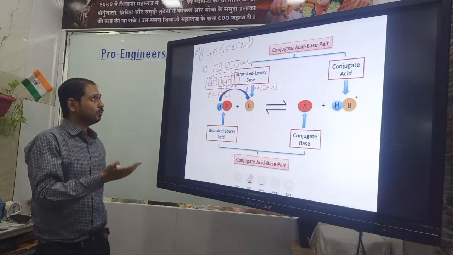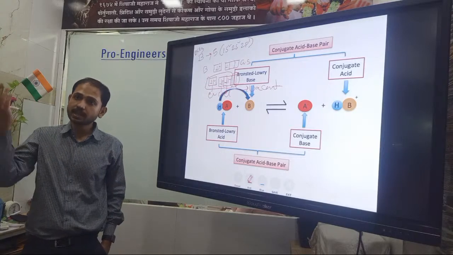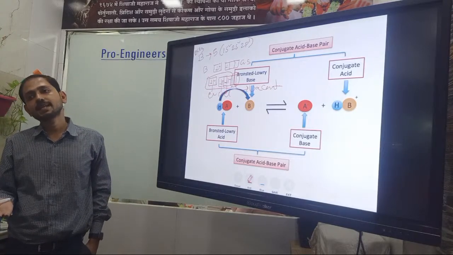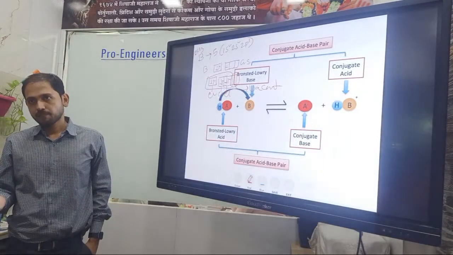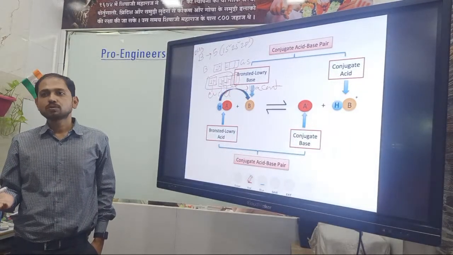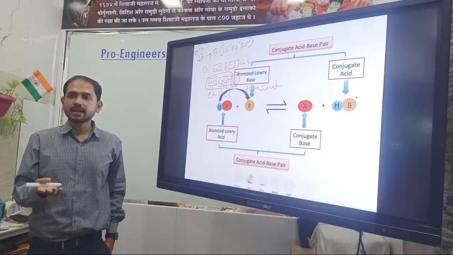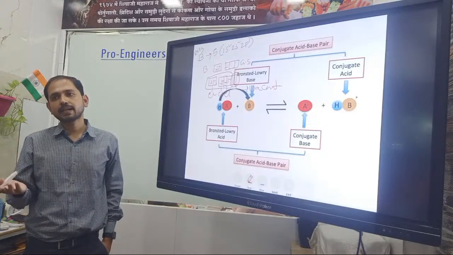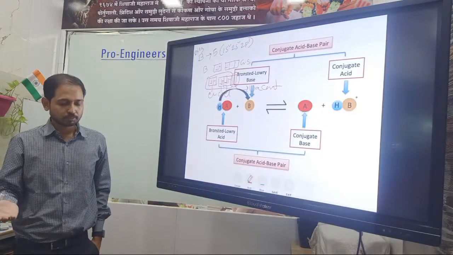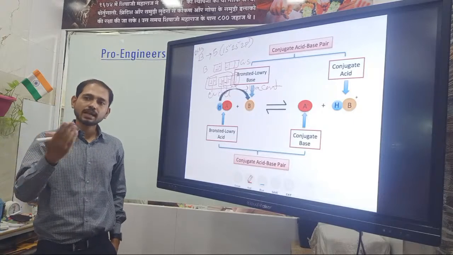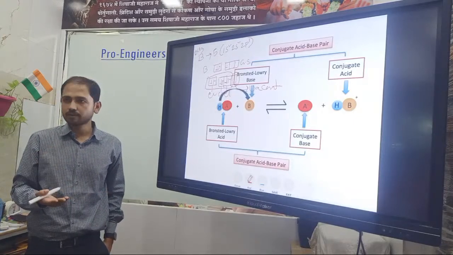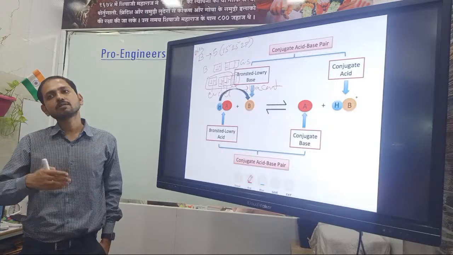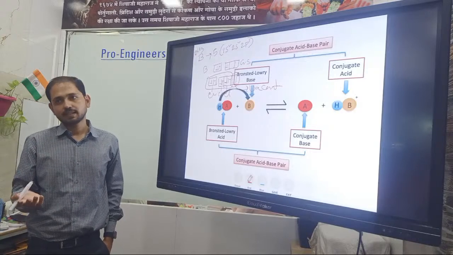According to Lewis acid theory, any species which can accept electrons is considered a Lewis acid. So even cations, any metal cations like lithium plus, sodium plus, magnesium plus, can also accept electrons because they are electron deficient. So these are also considered Lewis acids, right?